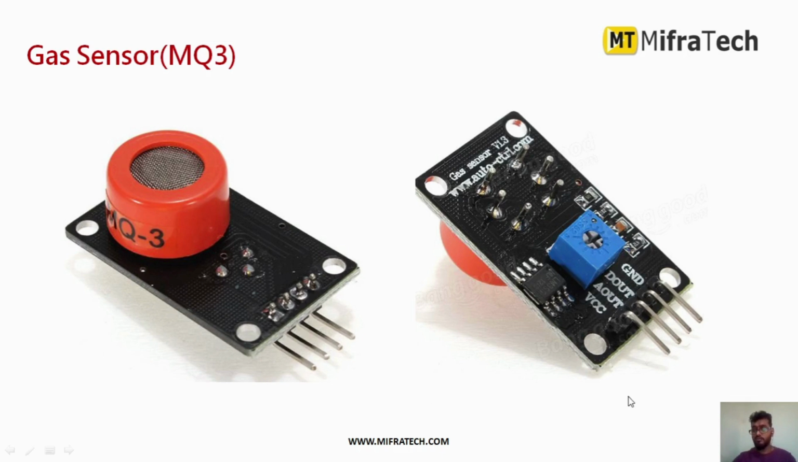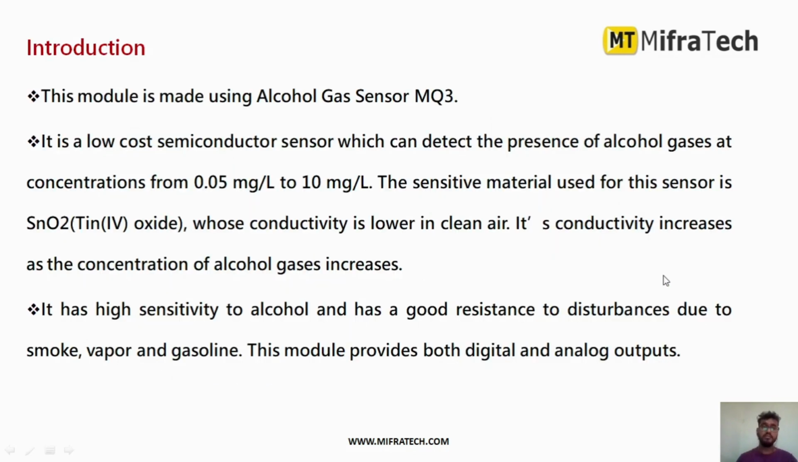VCC, in order to provide a power supply, and a ground pin, where you have to connect to ground. And it has 2 more pins. It can give output in both analog value and digital value, so you have A out and D out. So this is how an MQ3 gas sensor will look like.